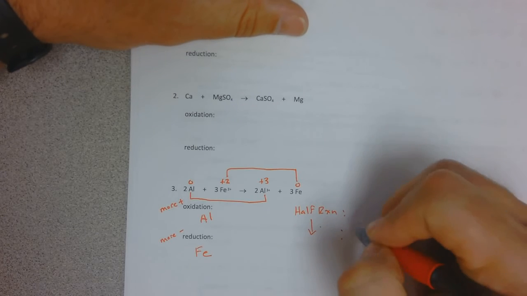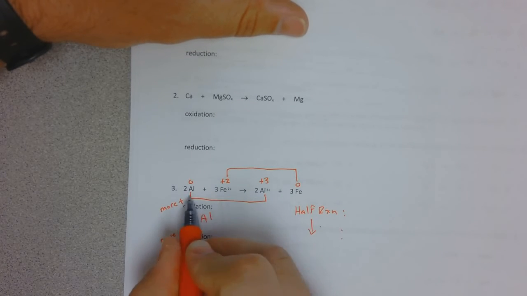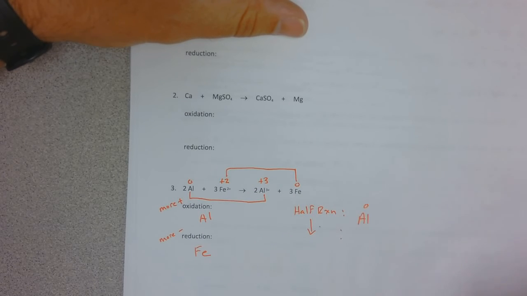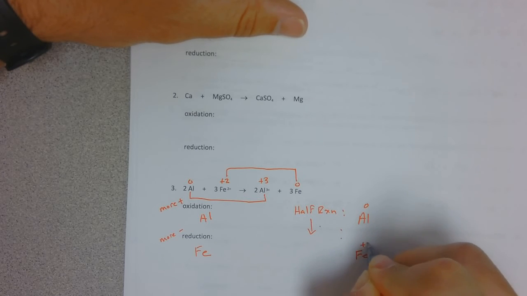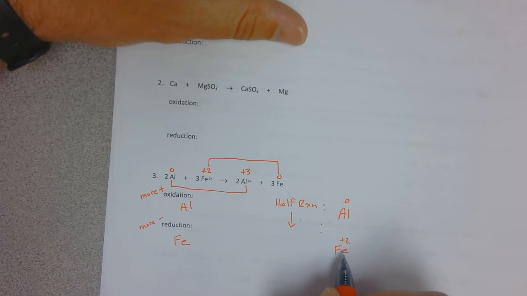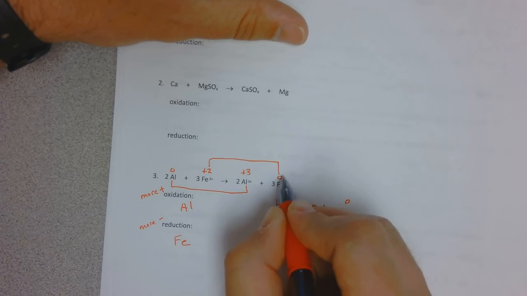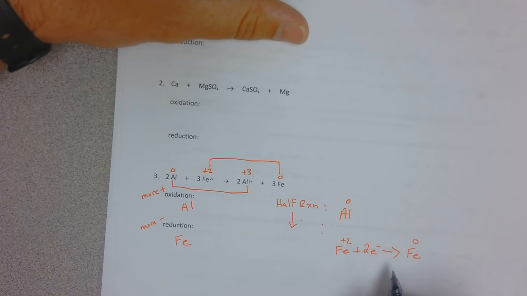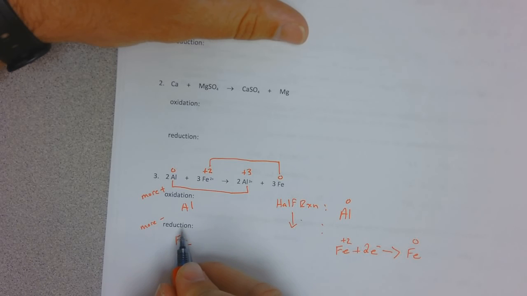Now to write your half reactions, I start with whatever I have on my reactant side. So my half reaction for oxidation would be aluminum with a 0 charge. My start of reduction would be iron with a +2 charge. Your reduction is going to be a little bit easier to explain because how do we get from +2 to 0? Well, I've added 2 electrons, and by doing that, it's produced the Fe at 0. So there's your half reaction for your reduction.